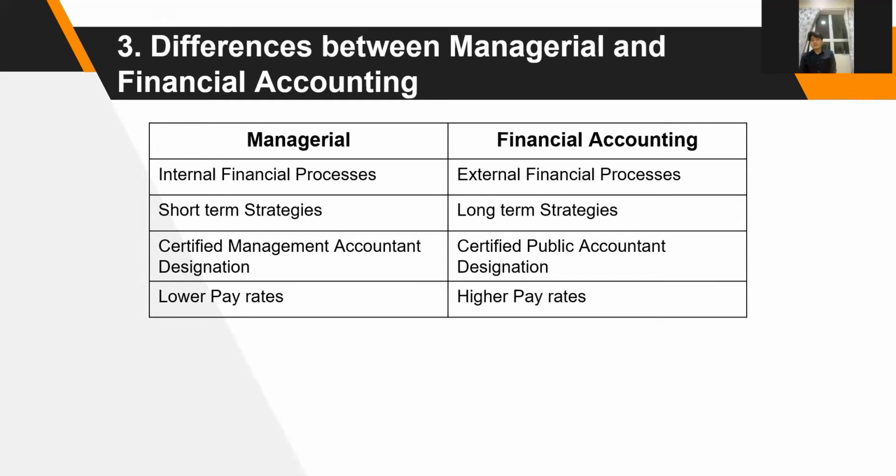The financial reports that these accountants produce follow an established format and abide by Financial Accounting Standards Board (FASB) rules and regulations. Third, certification. The certification for each type of accounting is different as well. People who have been trained in financial accounting have a certified public accountant designation, while those with a certified management accountant designation are trained in managerial accounting.